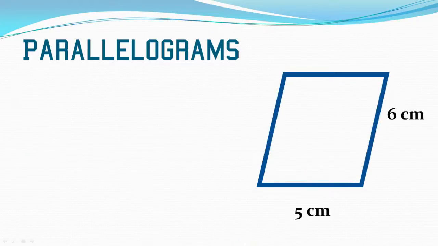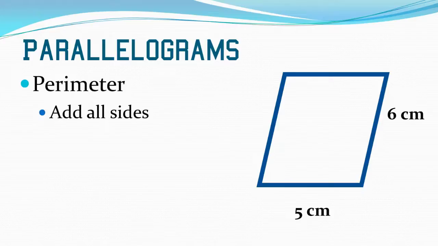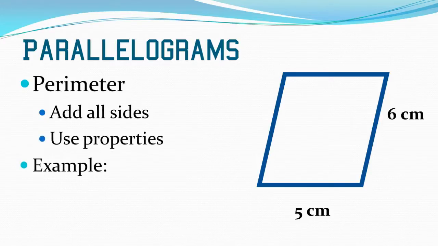When we have a parallelogram, we can find its perimeter, just like any shape, by adding up the sides. However, in the case of a parallelogram, we don't always have all four sides. We can use those properties in order to find the missing sides. So in this case, I have one side is 6, one side is 5. I know this is a parallelogram.